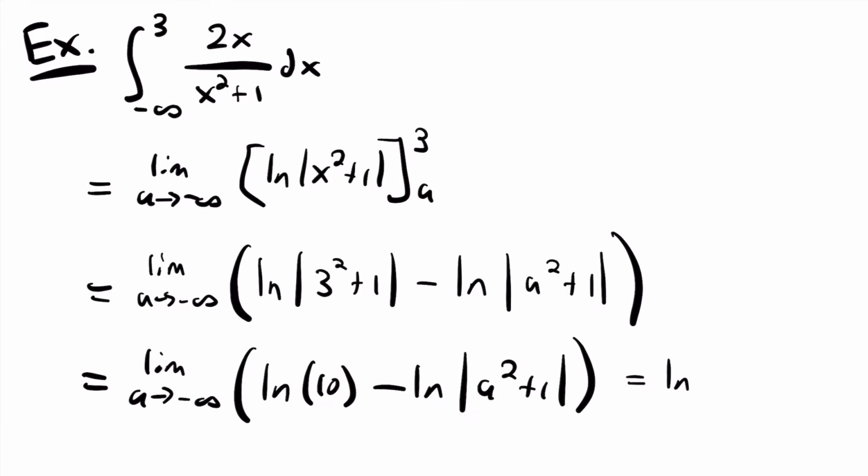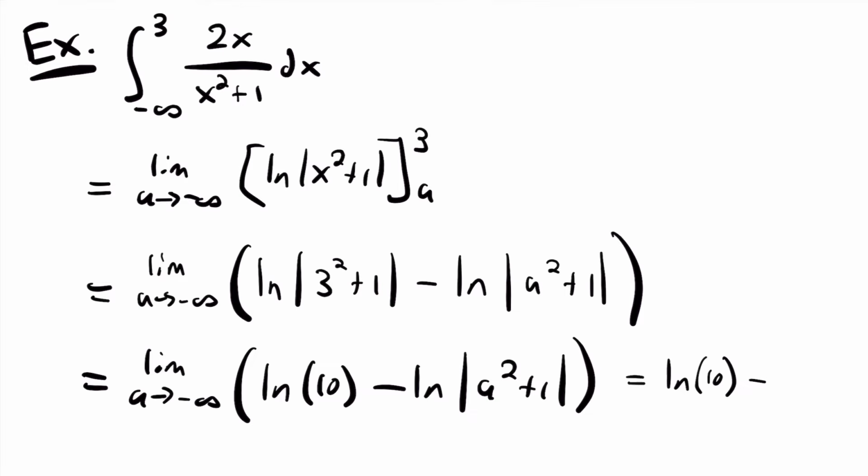So this is equal to the natural log of 10, and then we will subtract the limit of this natural log function. And so now what happens to this expression as a approaches negative infinity? We'll note that a is being squared, and so even though a is becoming a larger and larger negative value, it's just going to be squared, which makes it positive. And so a squared is just becoming a larger and larger positive value that we are then adding to 1. And so this whole expression, a squared plus 1, is just infinity. And then the natural log of infinity is just going to be infinity.